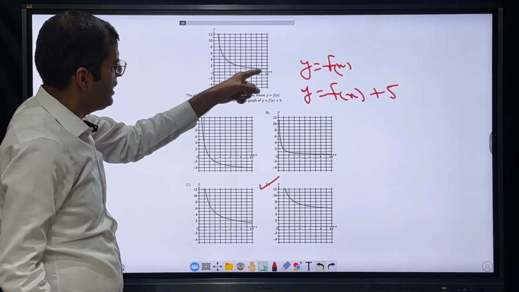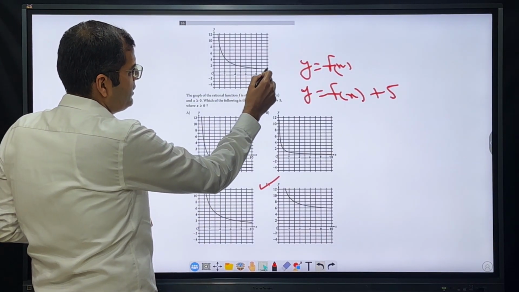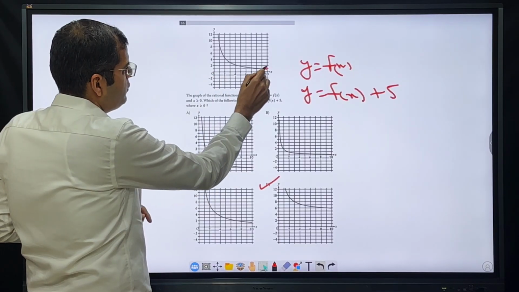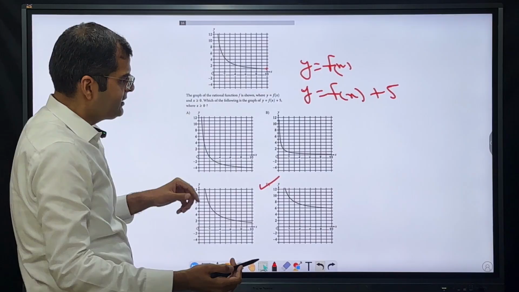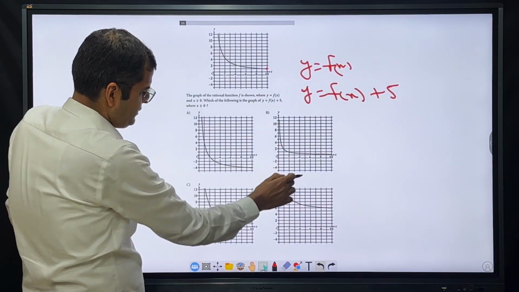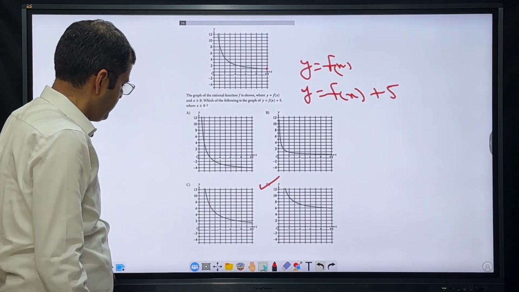Or you can actually start by putting some of the points. Like here, you can say x equal to 10, so y equal to 1. So at x equal to 10 of f of x plus 5, y should be equal to 6. Here y is not 6, here y is not 6, here y is not 6. Only here y is 6. So answer option D is correct here.